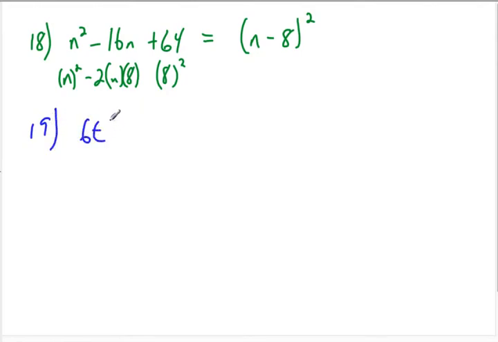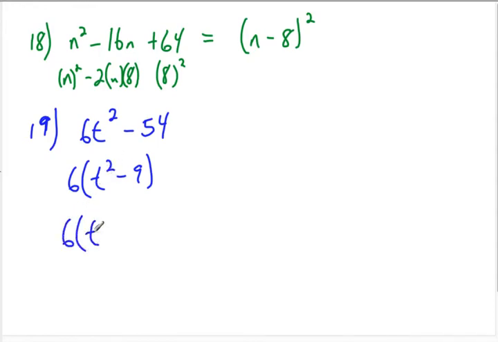Okay, number 19. We have a binomial here, so that makes me think we're going to end up with a difference of squares. But first, we have to factor monomials out. 54 is 9 times 6, so they each have 6 as a factor, so we can start here. And this, in fact, is a difference of squares now, so that is going to end up as t minus 3 times t plus 3. And if you FOIL the t minus 3, t plus 3, you will get t squared minus 9. And then if you multiply by the 6, you do get 6t squared minus 54.